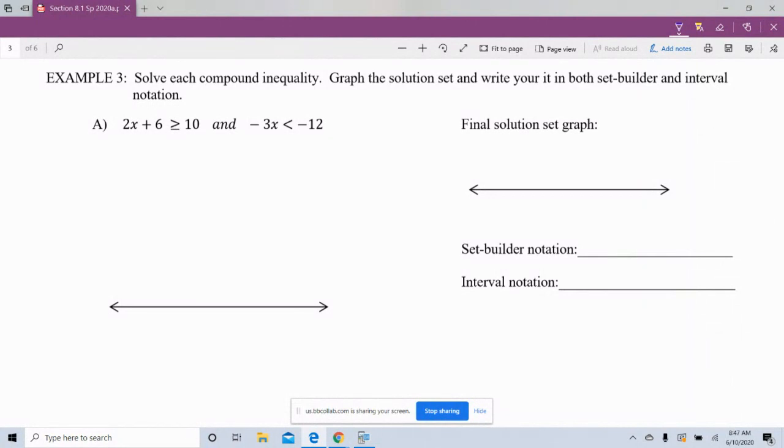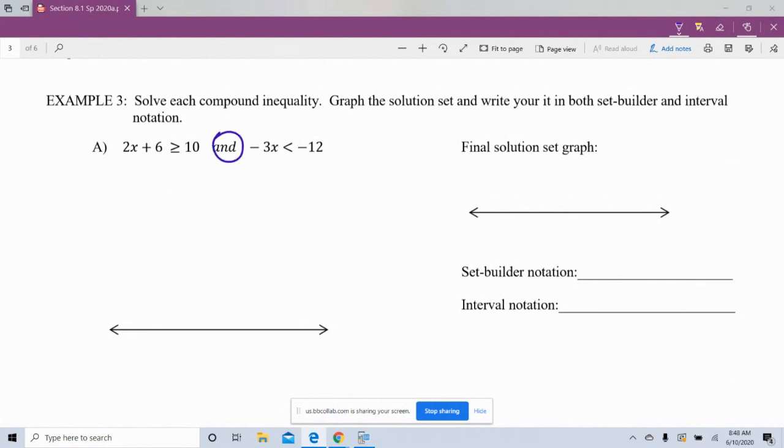So this one says we're going to solve this compound inequality, and we're going to graph the solution set and write it in both SetBuilder and interval notation again. So this one is actually a little bit more difficult than the previous one because this one has two inequalities here joined by the word and, so it's still going to be an intersection. So we're still talking about the intersection of these two solution sets. But these two inequalities have not been solved for the variable yet. So we have to solve each of these first.